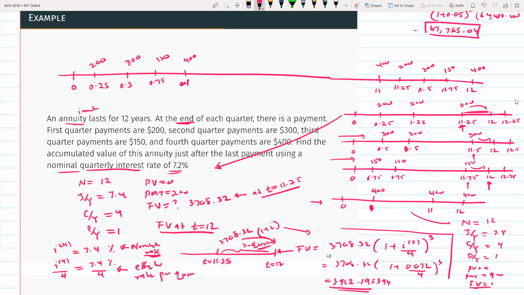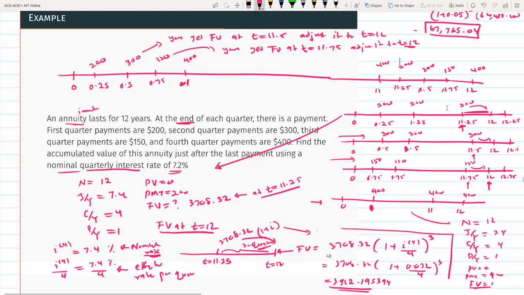But for these two, you would get future value at 11.5, then you have to adjust it to 12. You would get the future value at 11.75 adjusted to 12. Okay, so for 300, you get future value at t equal 11.5, then adjust it to t equal to 12. For 150, you get future value at t equal 11.75. Adjust it to t equal 12.